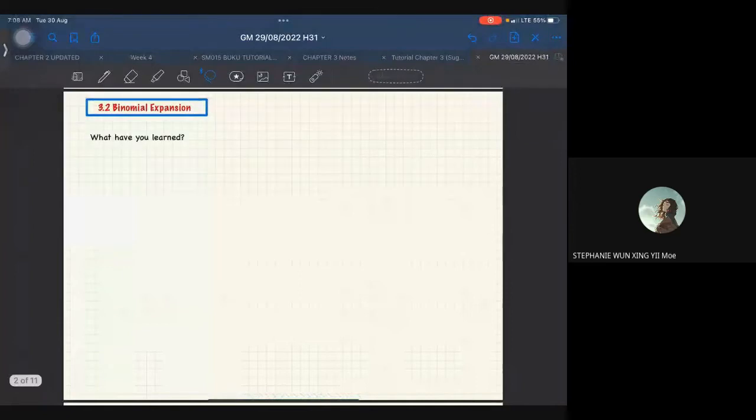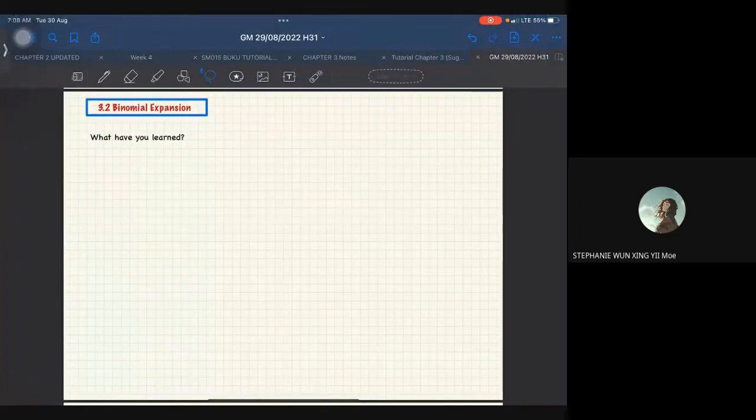Binomial expansion, 3.2. We are not going to finish discussing every question in 3.2 today because it's quite a lot. So I will try to go up to question number 14 or 15, around that. Okay, so kita try tengok sampai situlah.